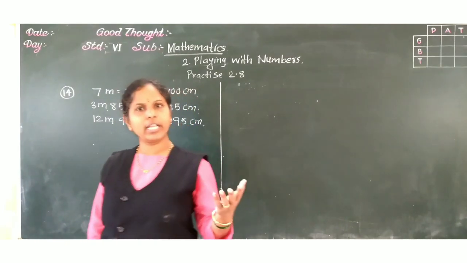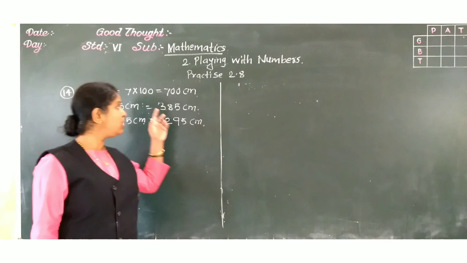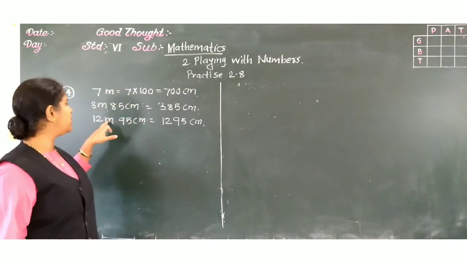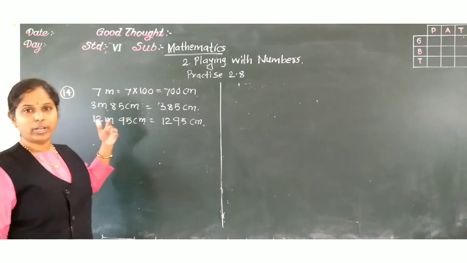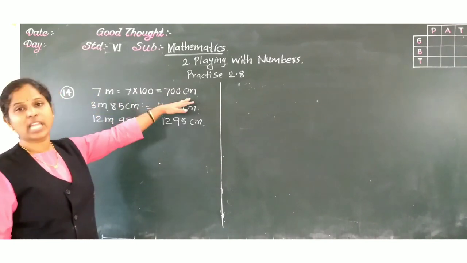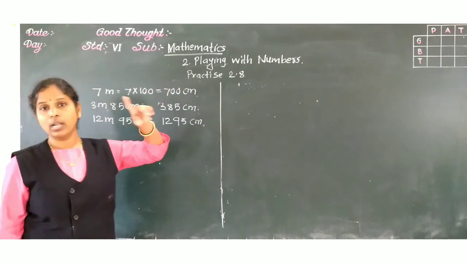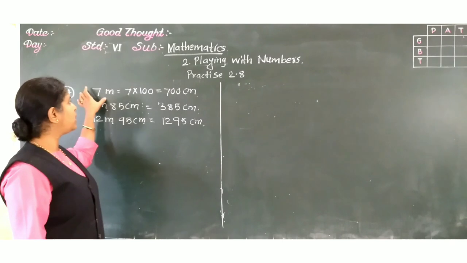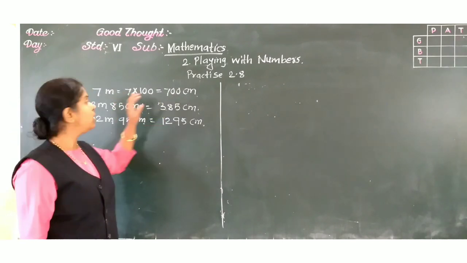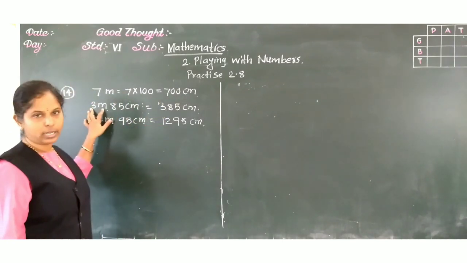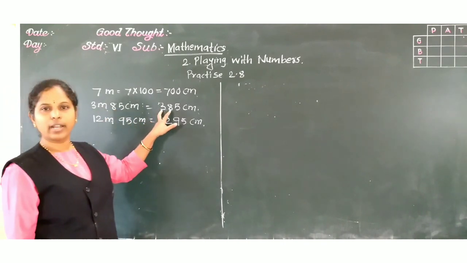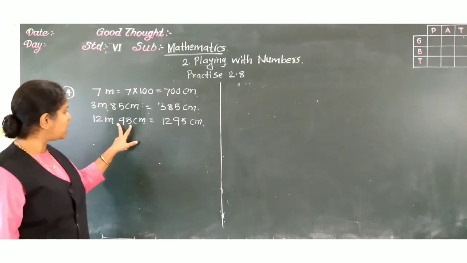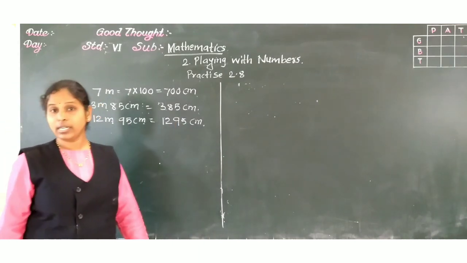Okay, but before finding the highest common factor, see the units here. This is in meter, this is meter, centimeter, this is meter, centimeter. So what we will do? I have converted it into centimeter. Now how to convert? 1 meter is equal to 100 centimeter. So 7 meter is equal to 7 into 100, 700. 3 meter means 300 centimeter plus 85, that is 385. 12 meter means 1200 centimeter plus 95, that is 1295 centimeter.